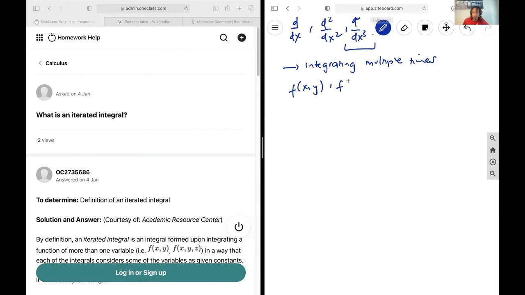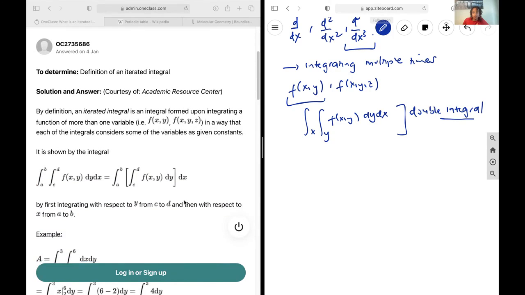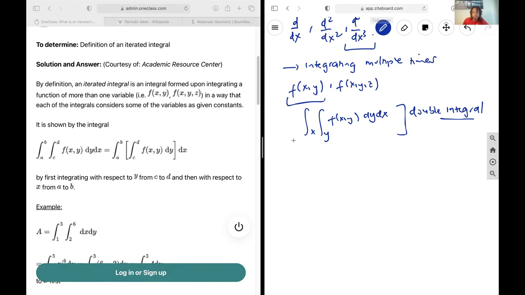So if we have f of x, y or f of x, y, z, you could have as many variables as you'd like, or as given in the question. Let's take the example of f of x, y. Integrating multiple times would look like integrating over x, and then integrating over y, let's say we're doing dy, dx. And so this would be a double integral. This gives you a more intuitive feel on what the words actually mean before you get into the definitions. The definition online is that it's an integral formed upon integrating a function of more than one variable in a way that each of the integrals considers some of the variables as given constraints. And so what I've described here basically.